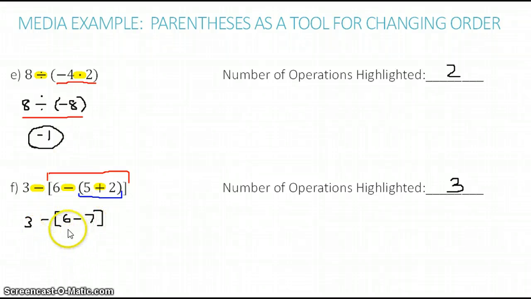Next we'll do what's in the brackets because there's still an operation in there. So the 6 minus 7. So 3 minus, I'm going to use parentheses now since there aren't any other parentheses left. 6 minus 7 is negative 1. And now we have the last operation of subtraction. 3 minus a negative 1 is the same as 3 plus 1, or 4. And that's our final result.